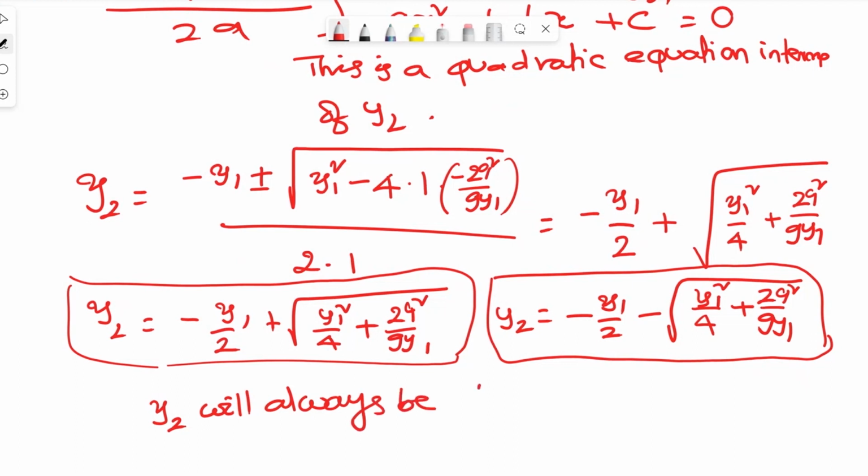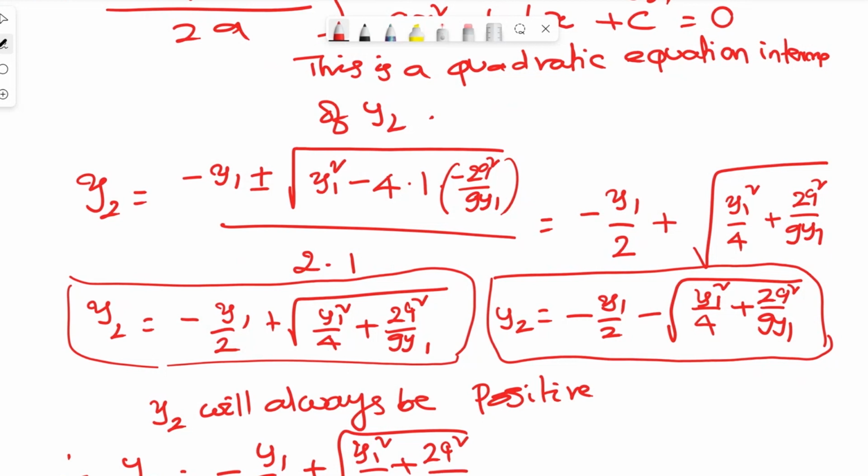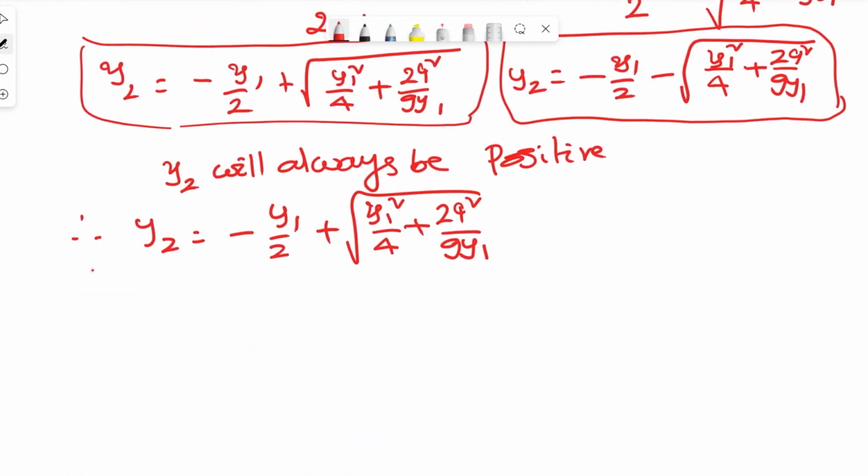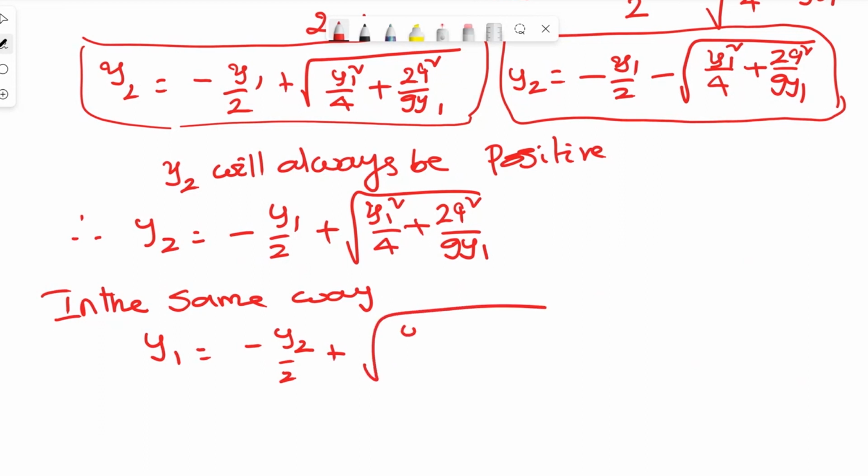Will always be positive. Therefore y2 is equal to minus y1 by 2 plus square root of y1 square by 4 plus 2q square by gy1. So this is another equation you can remember. Instead of multiplying with y2, if you multiply with y1, in the same way we can write y1 is equal to minus y2 by 2 plus square root of y2 square by 4 plus 2q square by gy2. So this we can also find out.